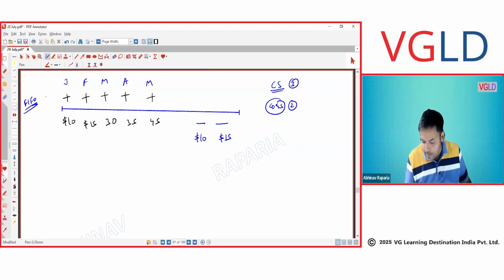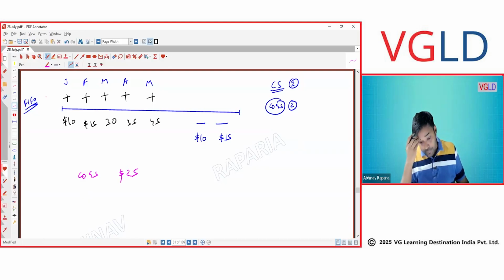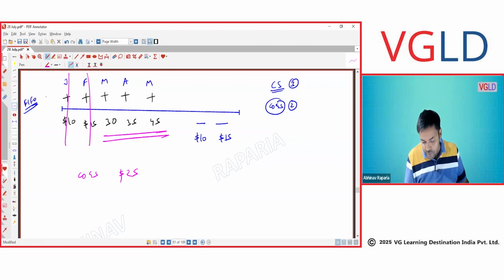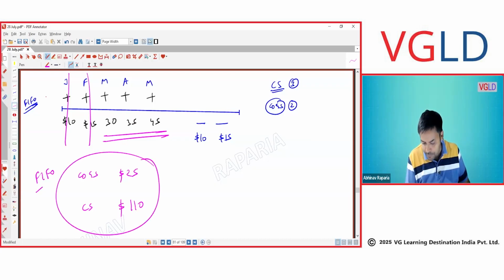So this is my COGS. That means the items you have sold, what is the cost of that? This is the cost of goods sold. Cost is $25. Is that okay? So this is gone. How much is left? What is the value of the items which are left, which is your closing stock? 110. Correct. Are we good? Point clear? This is as per FIFO.